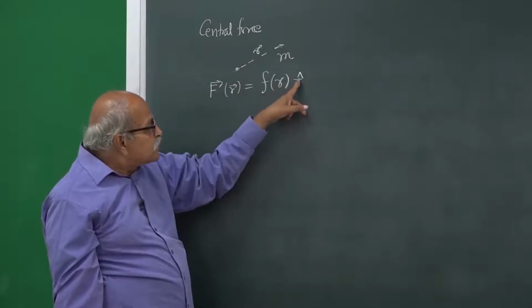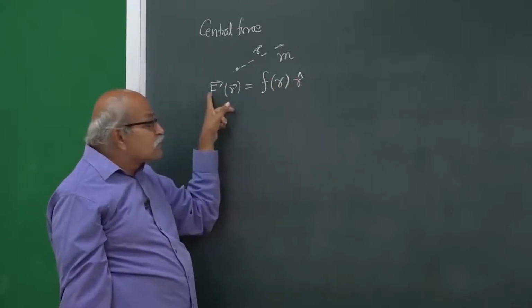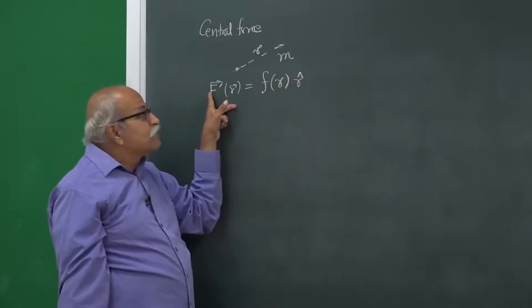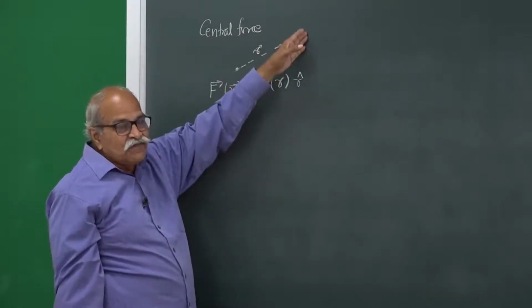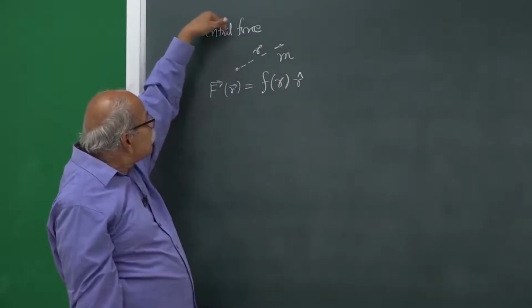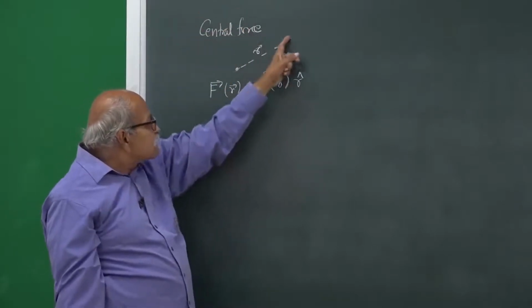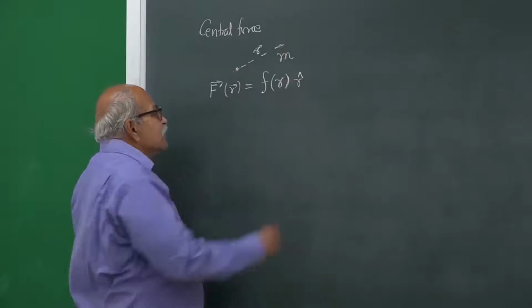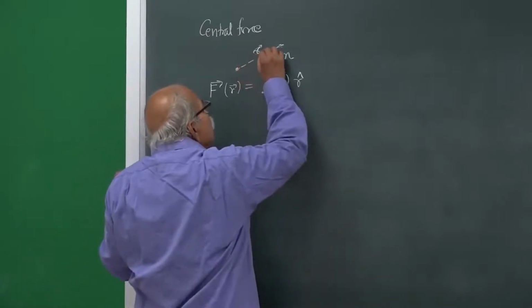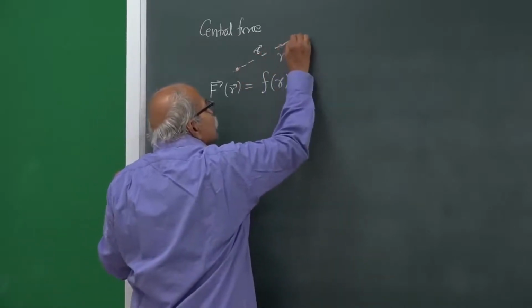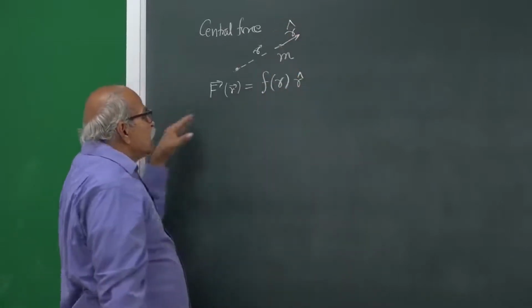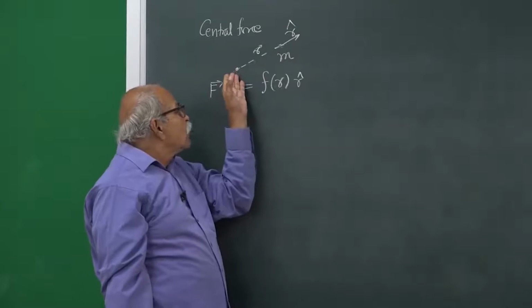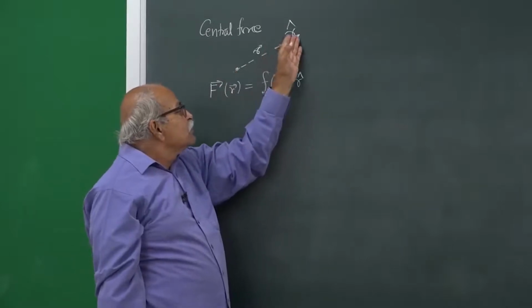And this direction is the direction of the force. It need not be in general in this direction, but for a central force it has to be in this direction. This r cap vector is along this line, and in the increasing r direction, the unit vector along the direction of this position vector is known as r cap.